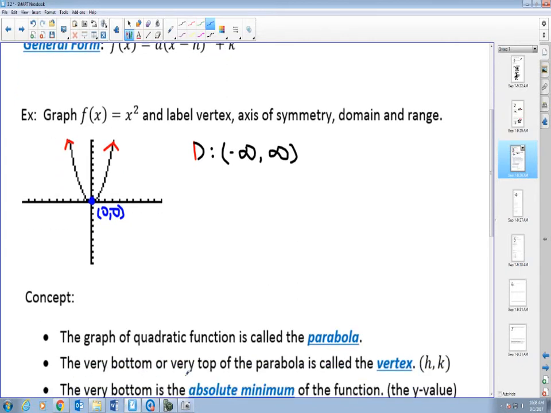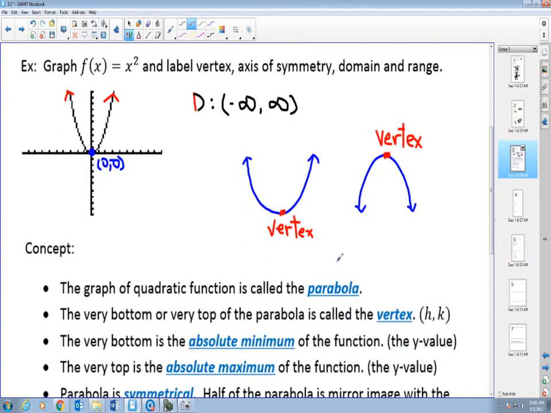So what do I mean by very bottom or very top? Because sometimes I can get a parabola that opens downward. If I open downward, the very top becomes my vertex. Alright, if I open upwards, the very bottom point will be my vertex. So I will begin to use the word vertex rather than say the very top or very bottom.